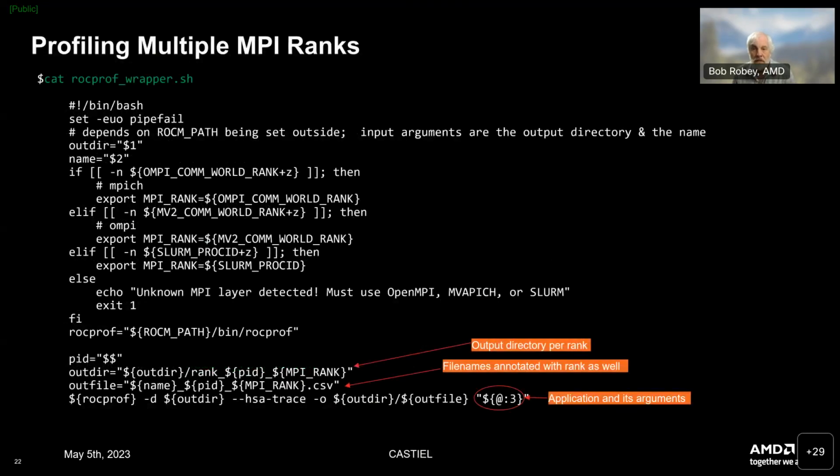So this is the helper script. You'll notice that it basically puts all the data in its own directory, and then it will merge them.